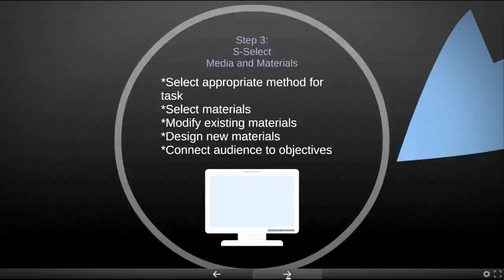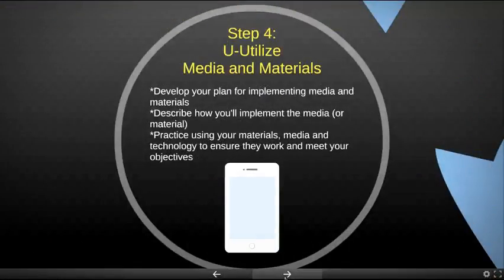Now, think about technology that can be implemented into your lesson or unit. Will these be simplified technologies such as paper and pencil? Will the students use PowerPoint or an app on their classroom iPads? Whatever technology you choose to implement, make sure it is useful. After you have chosen the media and materials you want to use, now you should develop a plan to implement them. This plan will be done with the fourth step, which is U, utilize media and materials.